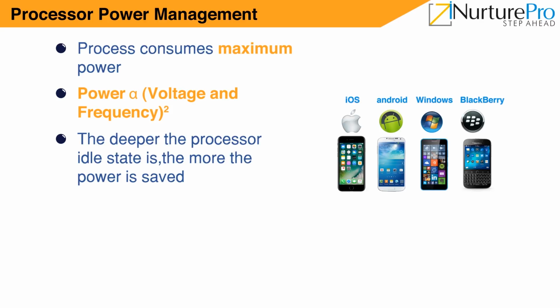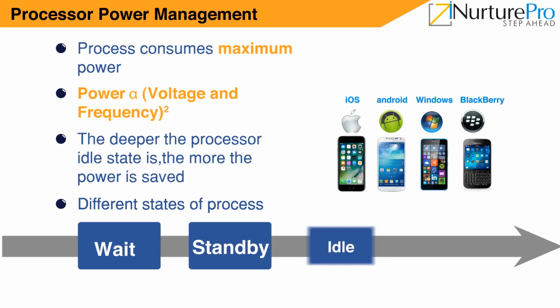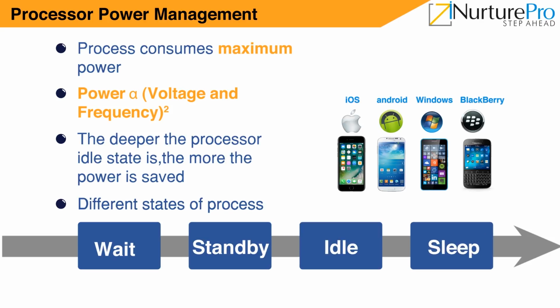Further, modern processors also support multiple processor idle states having different amounts of power consumed in idle states. The deeper the processor idle state is, the more the power is saved. Different states of processors such as wait, standby, idle and sleep modes suspend the processor working during an idle state, and this helps in optimizing power dissipation. An example of power managing processor in case of idle state is Linux CPU idle subsystem.